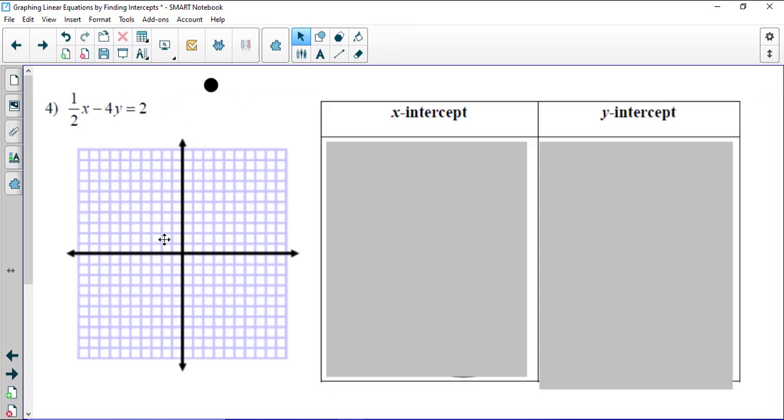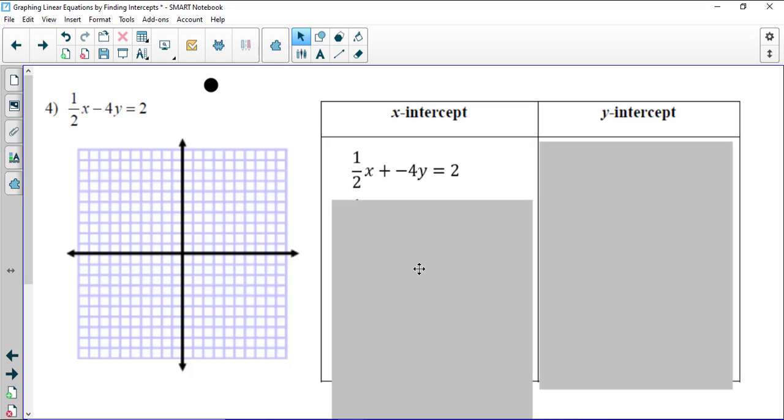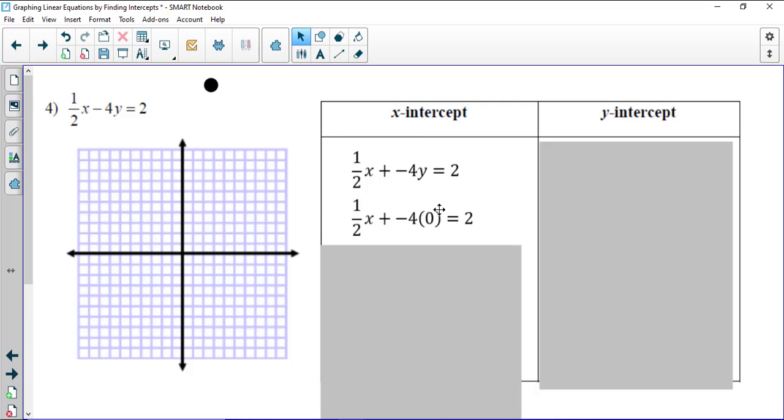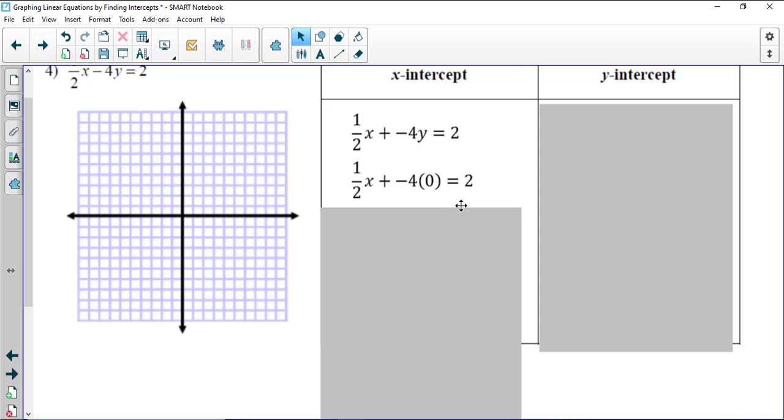All right, taking a look at number 4, I did throw a fraction in here, so it makes it a little bit more challenging. I did rewrite subtraction as addition, that way we don't miss any of the negatives. So you can see I did that as my first step. So for the x-intercept, we're going to replace y with 0. That gets us 1/2 x plus negative 4 times 0 equals 2.